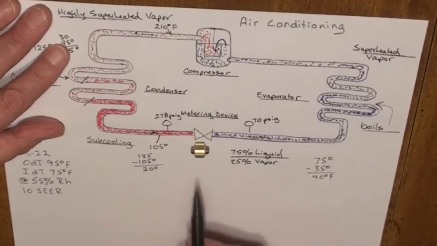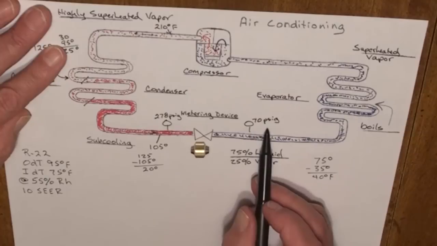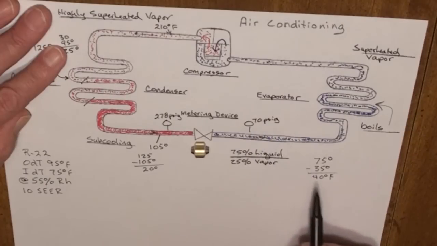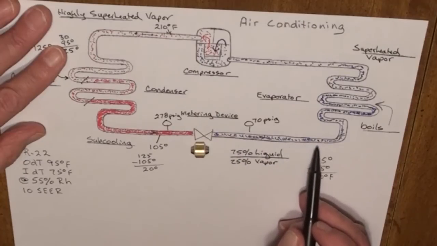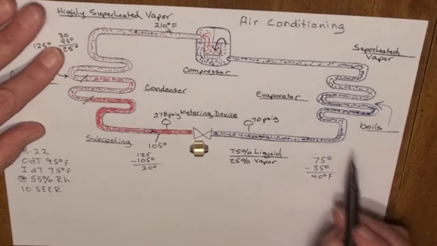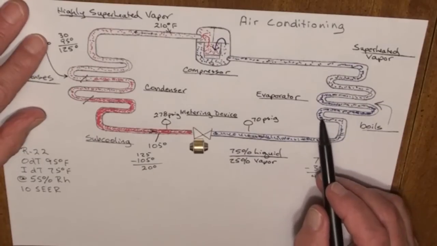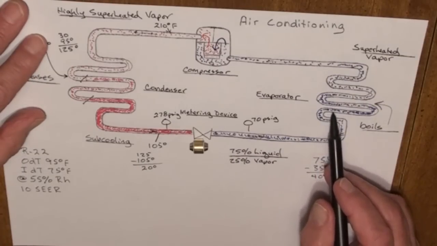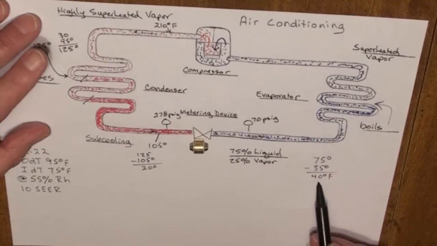It's a guarantee. R22 at 70 PSIG will allow the refrigerant to boil at 40 degrees Fahrenheit. It immediately flashes to a vapor and begins to boil, absorbing heat from the conditioned area. The refrigerant is boiling. It's absorbing latent heat because there's a change of state taking place. It's absorbing heat, but there's no change in the temperature.